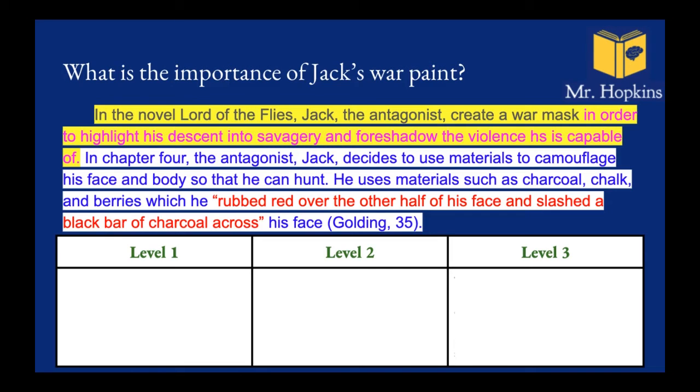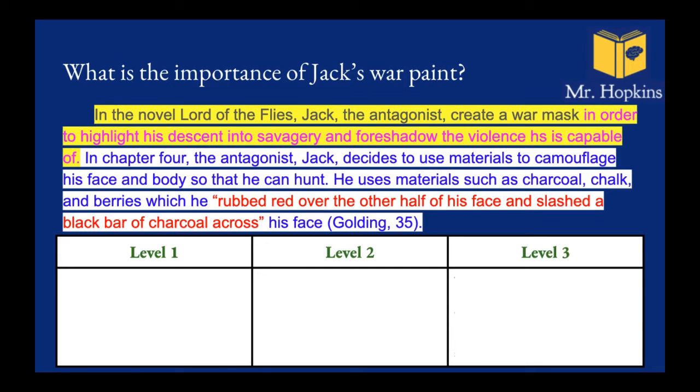Then we have our context. In chapter 4, the antagonist, Jack, decides to use materials to camouflage his face and body so that he can hunt. He uses materials such as charcoal, torch and berries, which he rubbed over the half of his face and slashed a bar of charcoal across his face. Golding 35. Now, if you've never read the story, you now understand that the antagonist, Jack, wants to go hunting, and to make himself camouflage, he uses charcoal and berries and chalk to cover himself and make him harder to see so he can hunt animals.